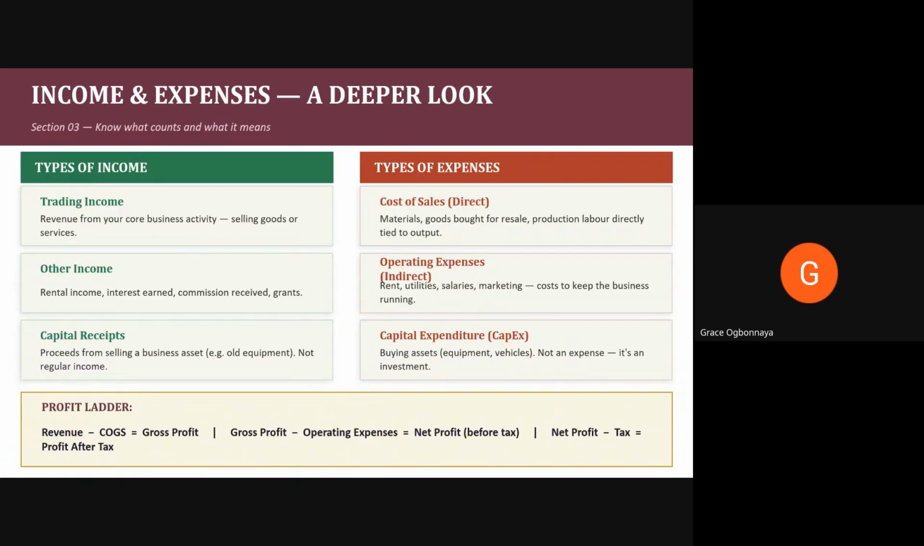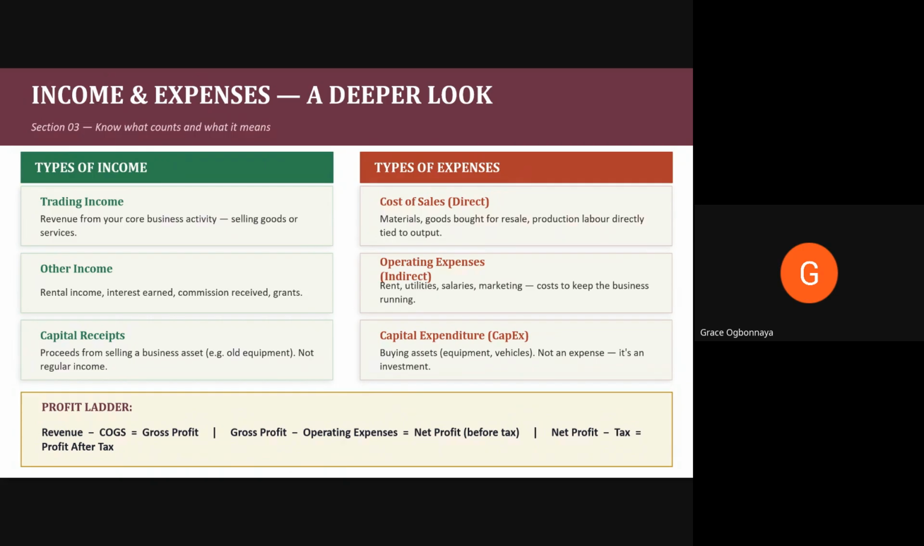Capital expenditure is called capex. Buying assets such as equipment and vehicles. This is not an expense. It is an investment for the business, and it's called capex. It is not an expense. It is an investment for the business.